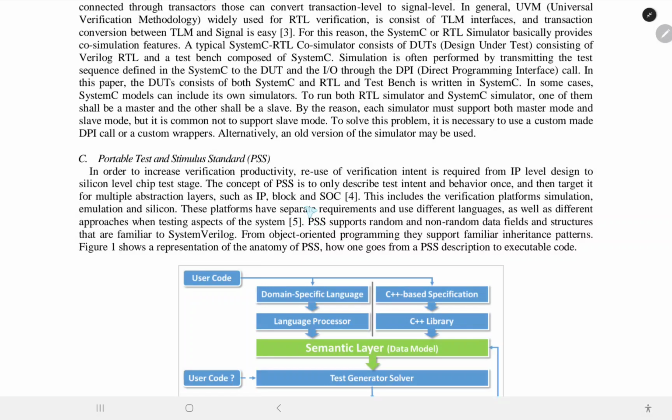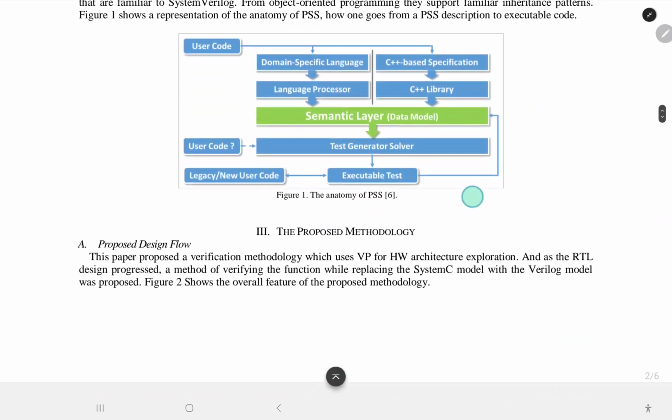These platforms have separate requirements and use different languages, as well as different approaches when testing aspects of the system. PSS supports random and non-random data fields and structures that are familiar from SystemVerilog. From object-oriented programming, they support familiar inheritance patterns. Figure 1 shows a presentation of the anatomy of PSS, how one goes from a PSS description to executable code.